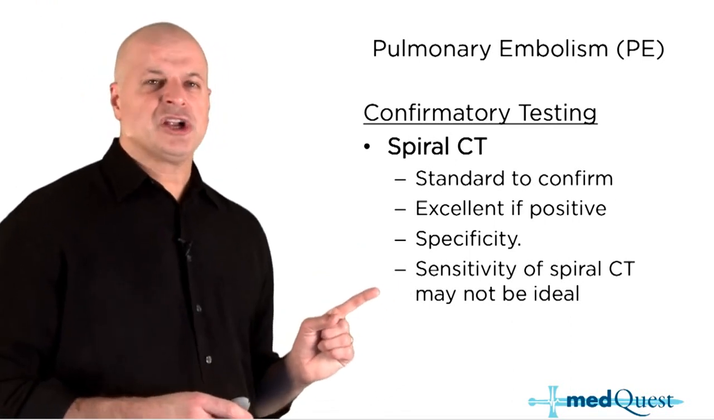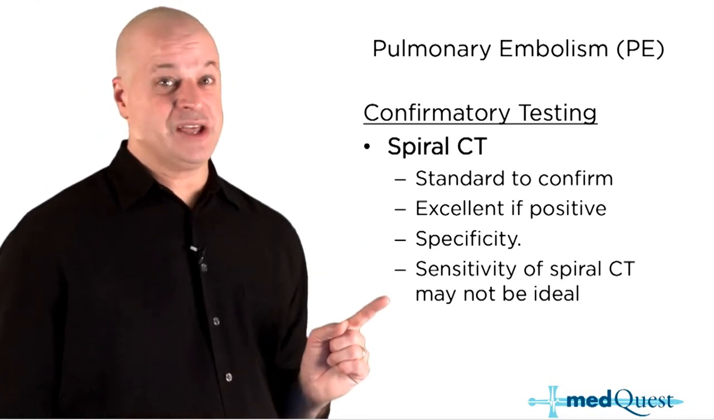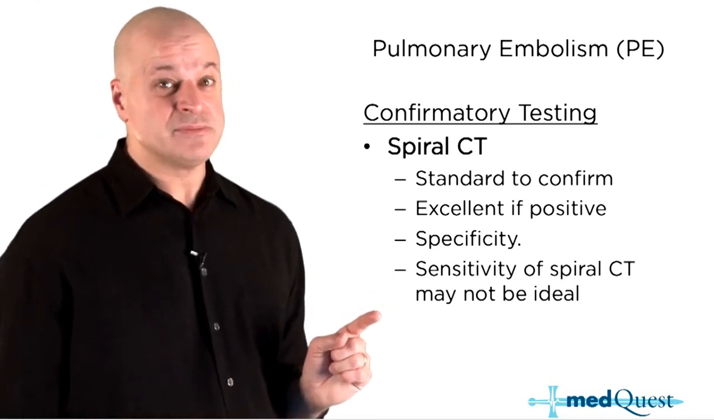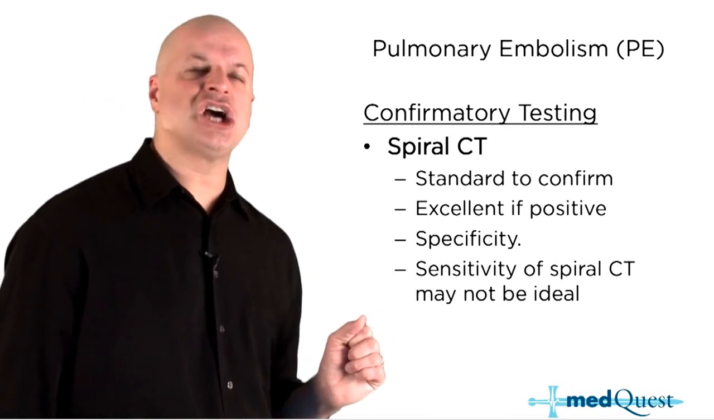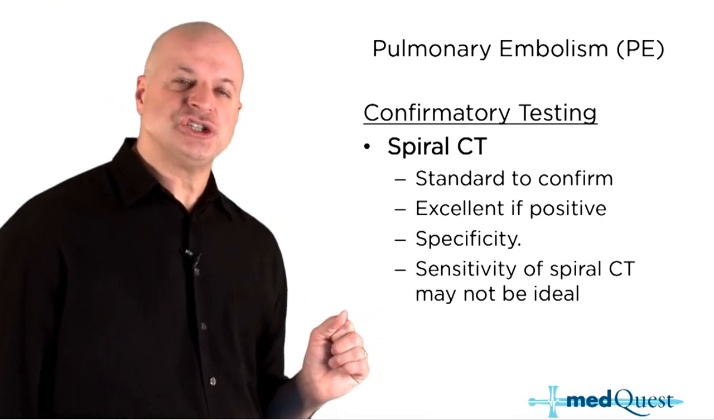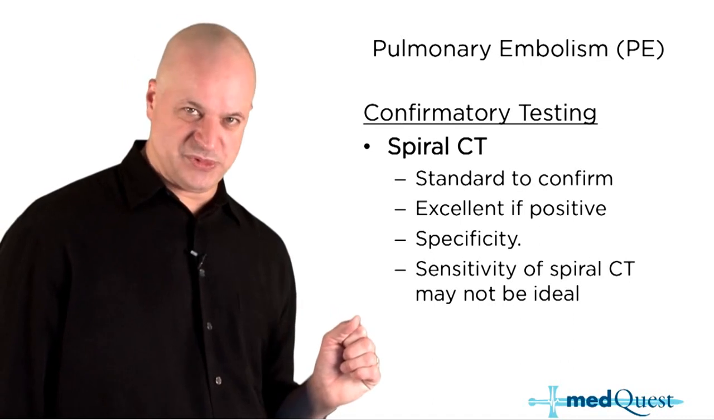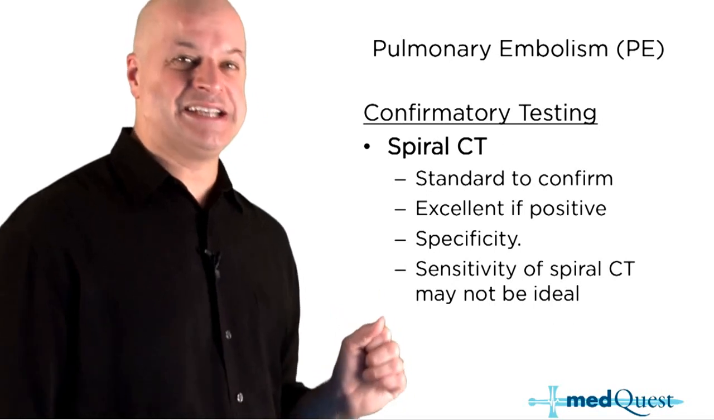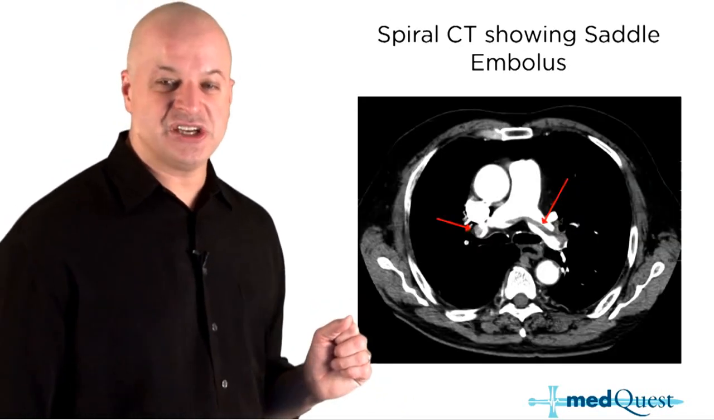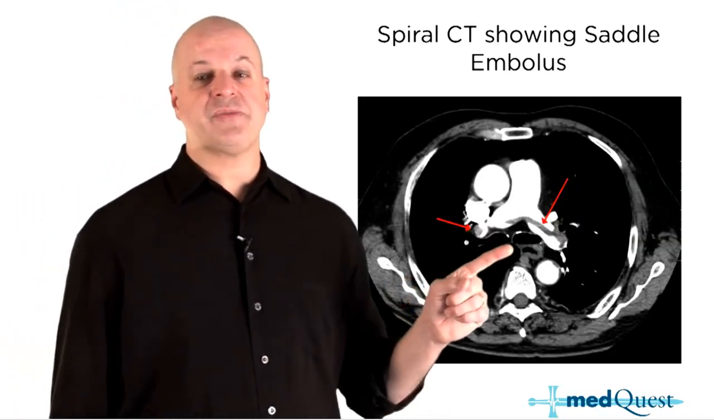You might say, when should you get a VQ scan? The answer is pretty much almost never. Generally speaking, a VQ scan is the answer when somebody can't get contrast material. There's some contraindication to the contrast material, because the VQ scan nuclear isotope is less dangerous to kidneys.